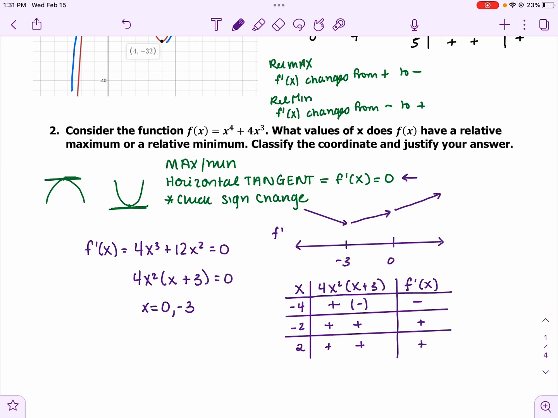So even though there's a horizontal tangent at 0, because that's where the derivative equals 0, note there is no maximum or minimum at 0 because there is no sign change. I'm not going from increasing to decreasing, and I'm not going from decreasing to increasing, okay? So here, there is no relative max. And there's no absolute max because it's a polynomial, so it keeps on going off towards infinity.